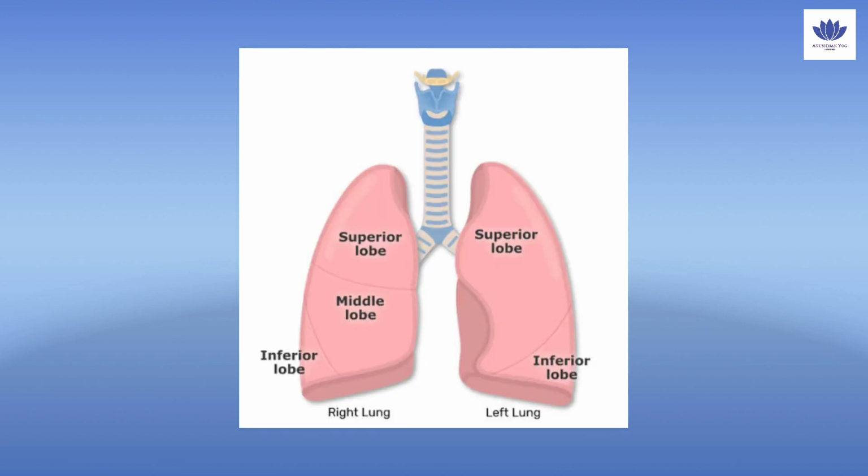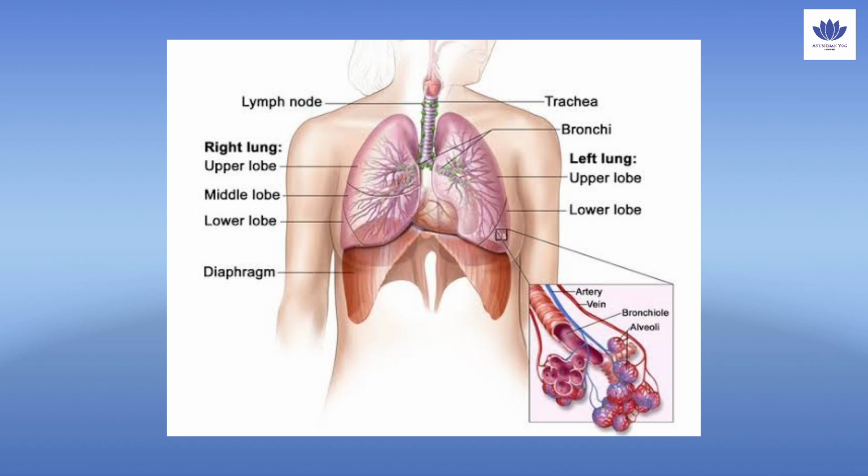Now there are two lungs, right lung and left lung. The right lung is divided into 3 lobes: right superior, right middle, and right inferior. And the left lung is divided into 2 lobes. This is smaller as compared to the right lung, and it has 2 lobes, left superior and left inferior. Then bronchi. So both the lungs are associated externally with small tubular structures called bronchi.